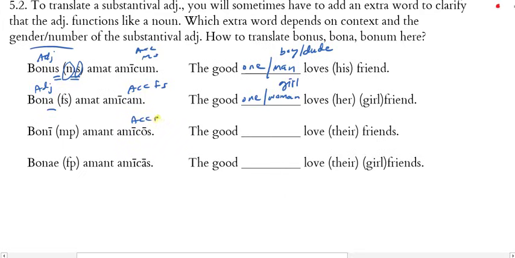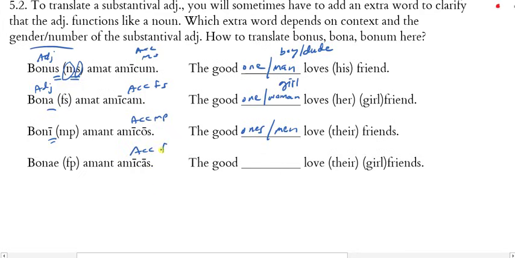There, this is accusative masculine plural direct object. And boni is masculine plural nominative as well. So, good masculine plural people love their friends. Now, how do I represent that? I could say the good love their friends, but I could also say the good ones or the good men to make it absolutely clear that we have a plural form. And in the case of using men, the good men, we're also making sure that it's known that it's a masculine plural substantival adjective. And then the last example, bonae amant amicas.